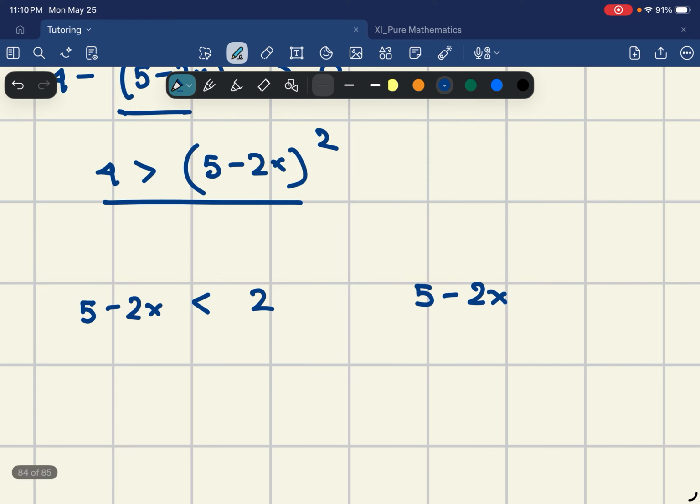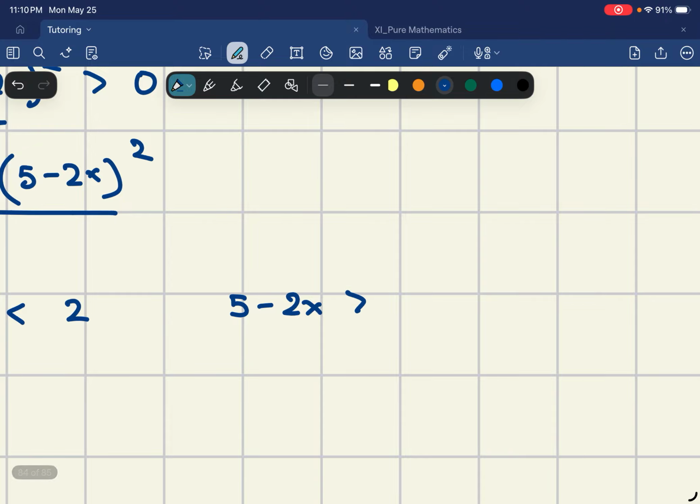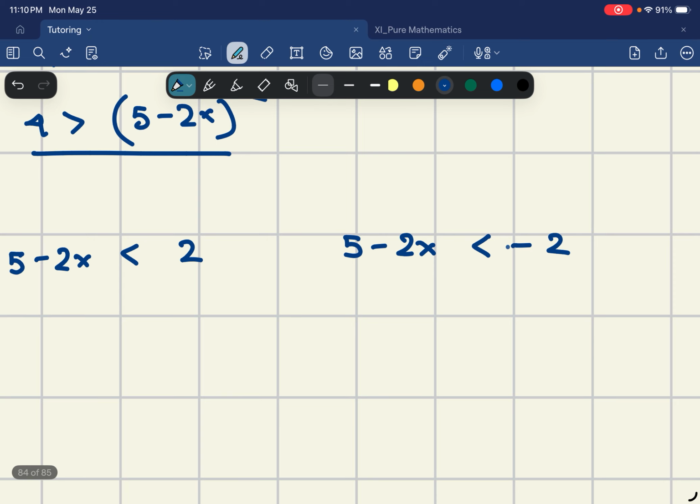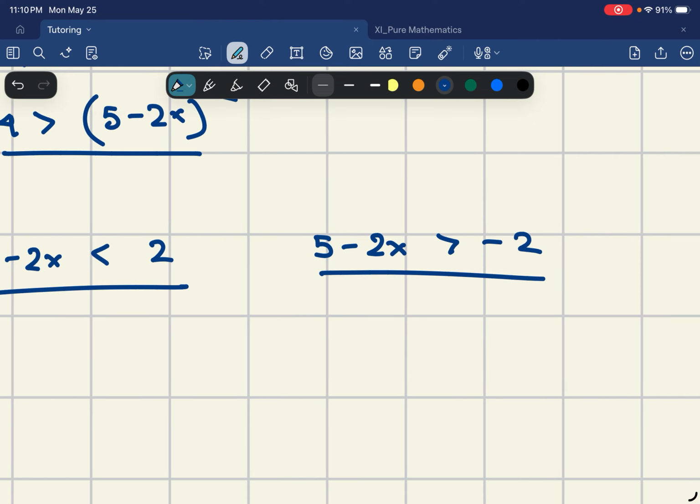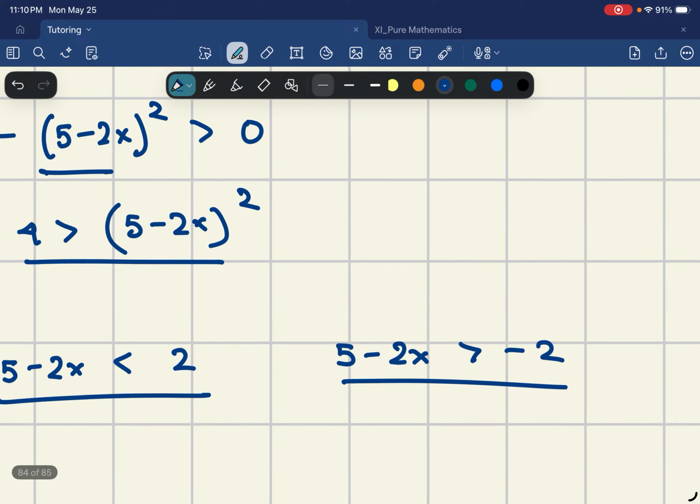And another possible solution is that 5 minus 2x is bigger than negative 2. Sorry, it's less than negative 2, right? That should also work. Why? Because if it's bigger than negative 2, not less than. Because if it's bigger than negative 2, say negative 1, something like 0, then if I square that, in this case as well, so these are the two possible expressions that I can get out of this.